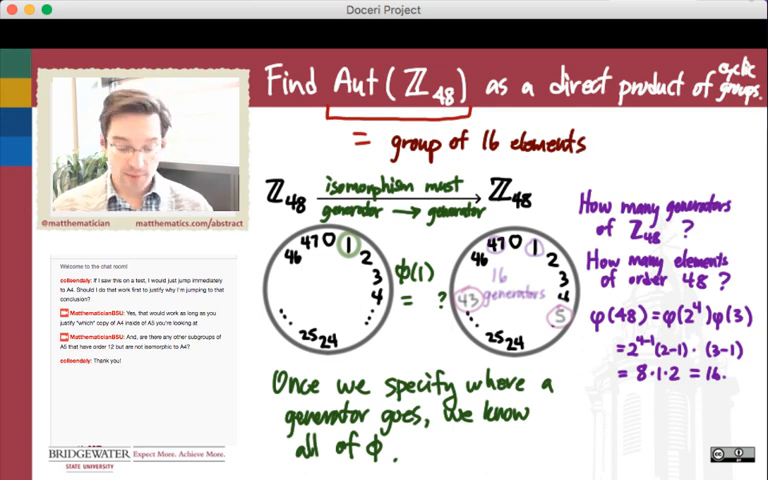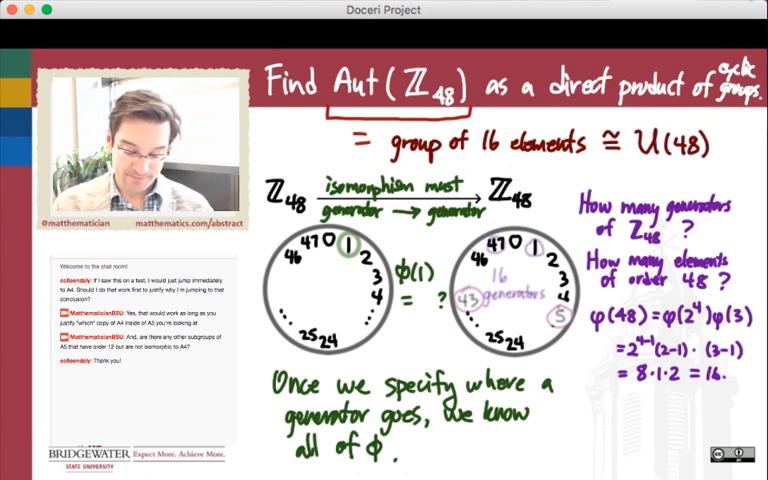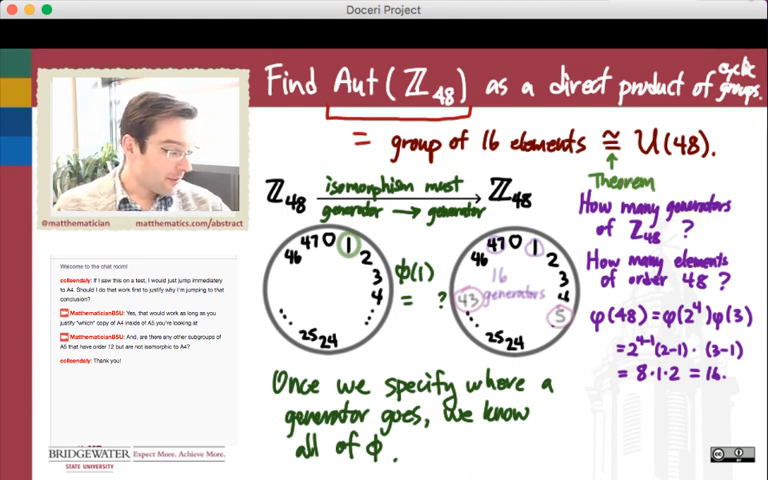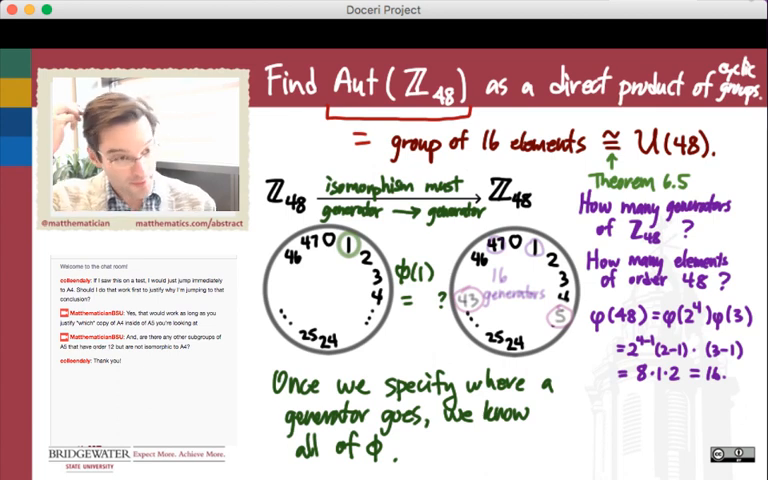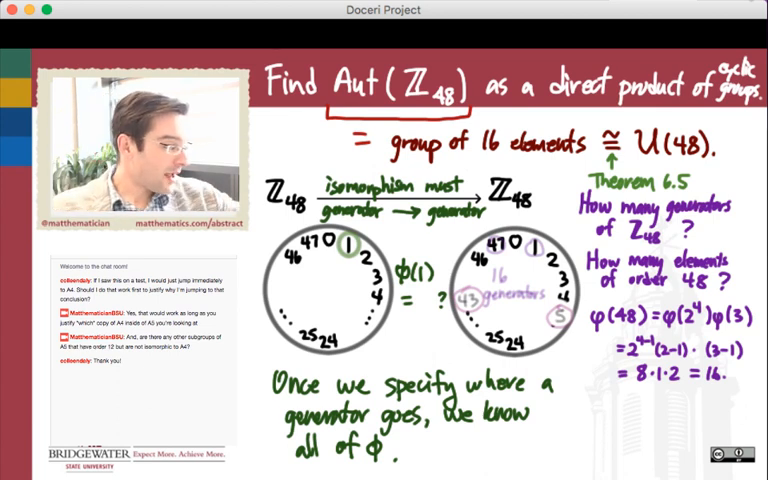Which group of 16 elements is it isomorphic to? Here's a theorem that we can take to the bank: it's actually isomorphic to U48. To justify this, we would have needed a theorem, which, if you're following along in Gallian's textbook, is theorem 6.5 in the chapter on isomorphisms. So this just means that there are 16 different ways of making an isomorphism from Z48 to itself.